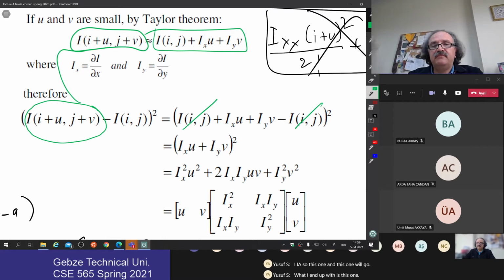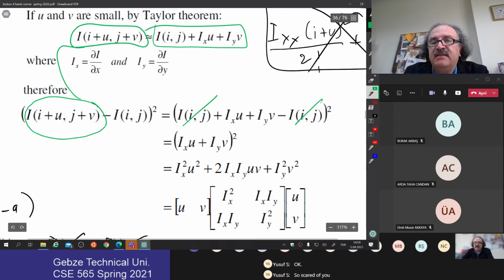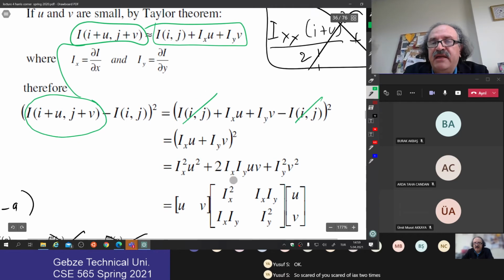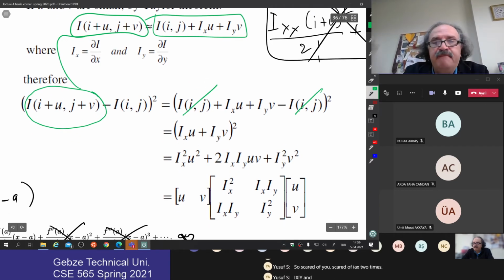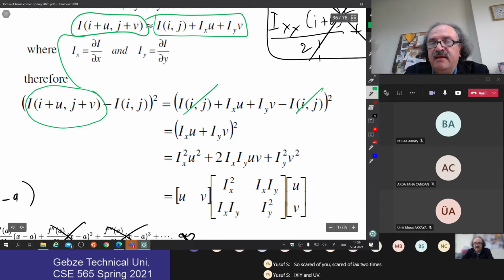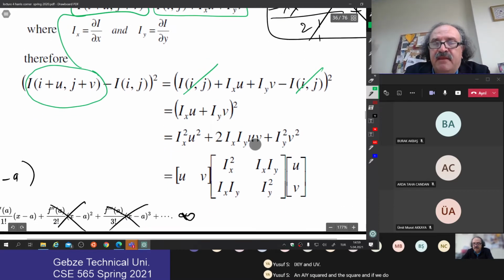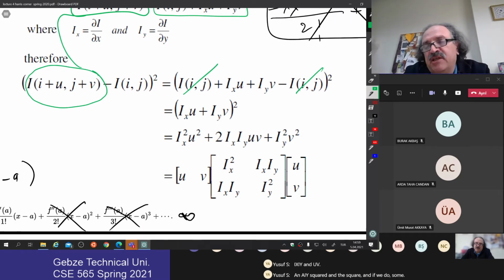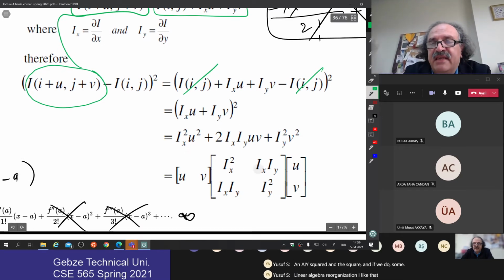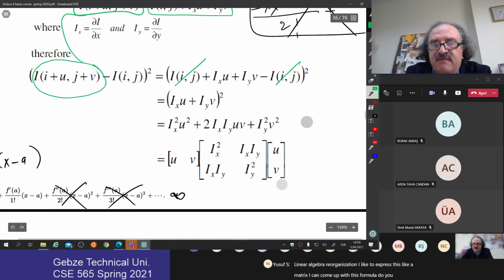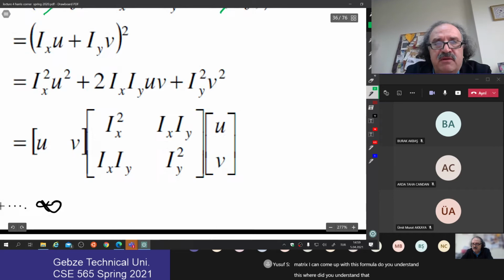Okay, so square of u and square of ix, 2 times ix iy and uv, and iy square and v square. And if we do some linear algebra reorganization, I like to express this like a matrix. I can come up with this formula. Do you understand where this comes from? I'm just reorganizing this formula, so I made it into a matrix.